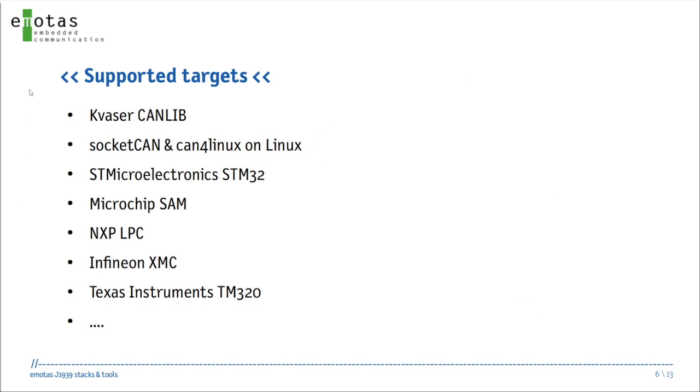Also, you could use our J1939 stack on a Windows PC with the Quasar CANlib and CAN interfaces. Most of our customers use the J1939 stack on microcontrollers, and we support different families of microcontrollers, like for example STM32, Infineon XMC, or many more. And even if we don't support the microcontroller you want to use, you can use our J1939 stack anyway, but you have to provide by yourselves functions to send and to receive CAN messages.